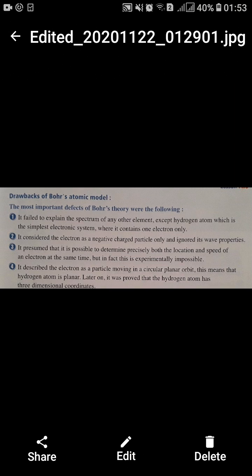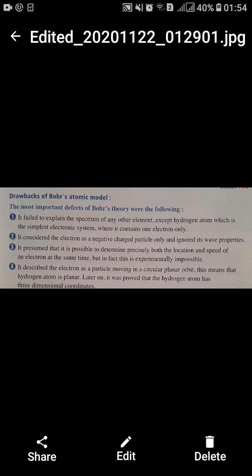This atomic model failed to explain the line spectrum of other elements, like helium, that contains just 2 electrons. Number 2, it considered the electron as a negatively charged particle only and ignored its wave properties. Number 3, it said that it's possible to determine both the location and the speed of an electron at the same time. But at that time, that was impossible.